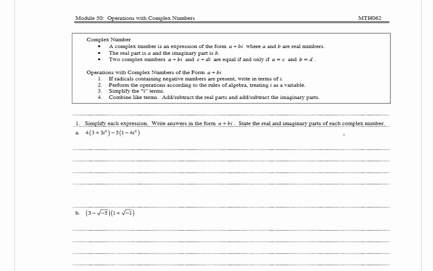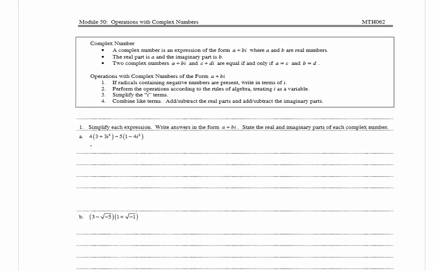Now, the real part of each complex number is going to be our a, and the imaginary part is going to be the b. In a, we have 4 times (3 plus 3i) cubed minus 5 times (1 minus 4i) squared. And the first thing I'm going to do is distribute my 4 through the parentheses and my negative 5 through the parentheses. So this is going to be equal to 4 times 3 is 12 plus 12i cubed minus 5 plus 20i squared.